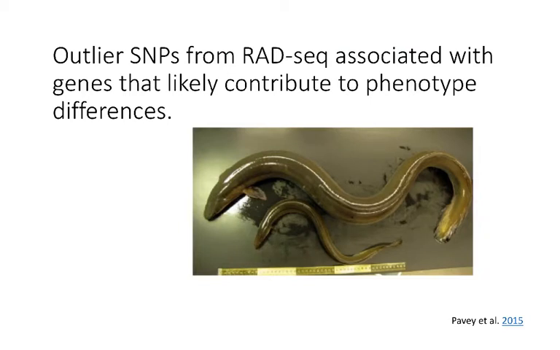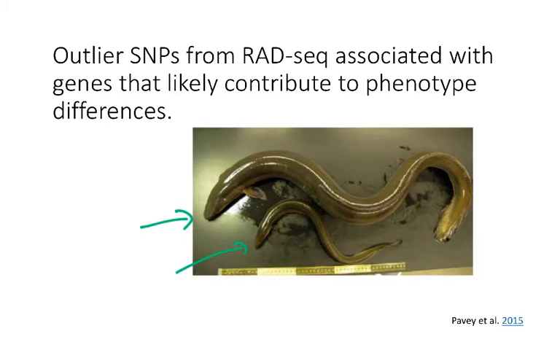And in particular, those outlier SNPs were associated with genes that likely contribute to phenotype differences. So these particular eels are found in different environments, either freshwater or brackish saltwater habitats. And in those different habitats, the eels, even though they're the same species, have drastically different phenotypes, which are shown here. Some of them are a lot bigger, some of them are a lot smaller, and they have differences in growth and that kind of thing.